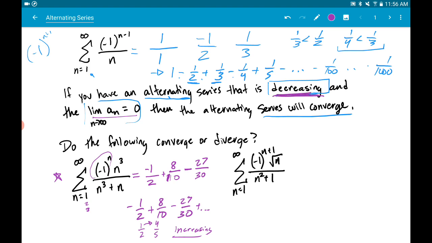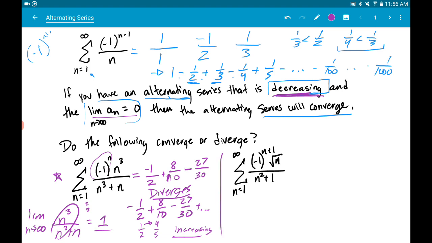The other thing, if you go back to what you learned about limits, is if we're really looking at the limit of this, all we care about is the leading coefficient, and the limit is equal to 1. And so there's a couple reasons why this diverges. Because it's not decreasing, and the limit isn't equal to 0. The limit's equal to 1.